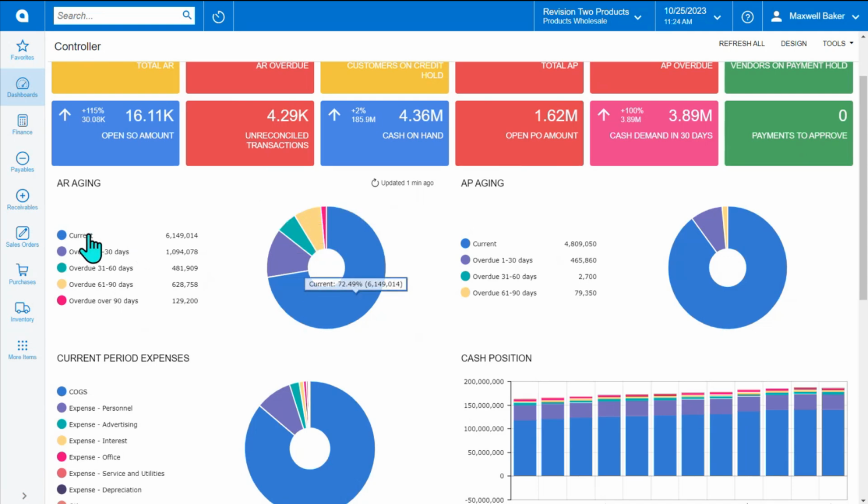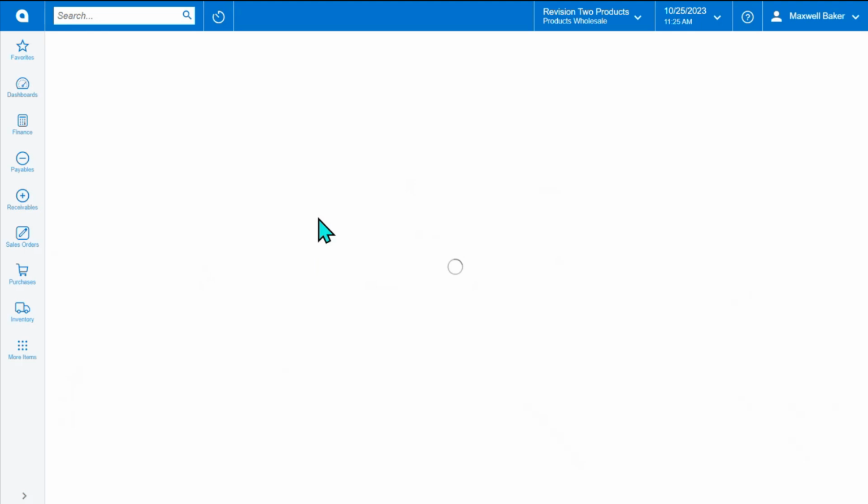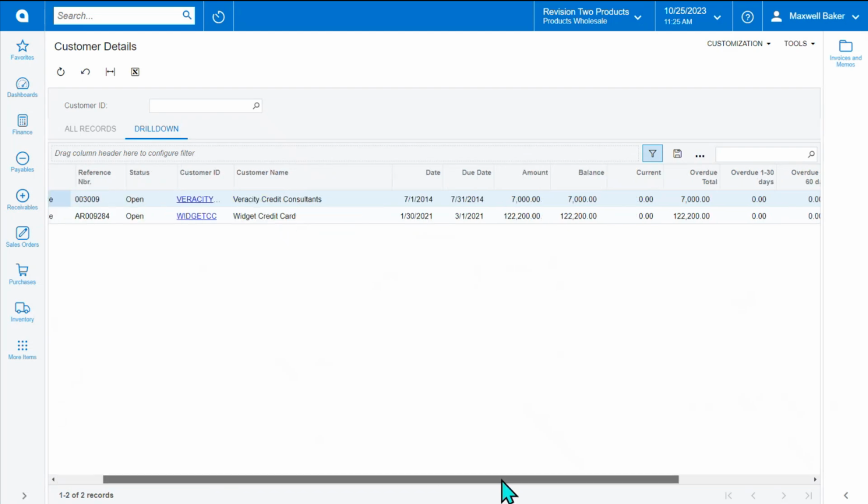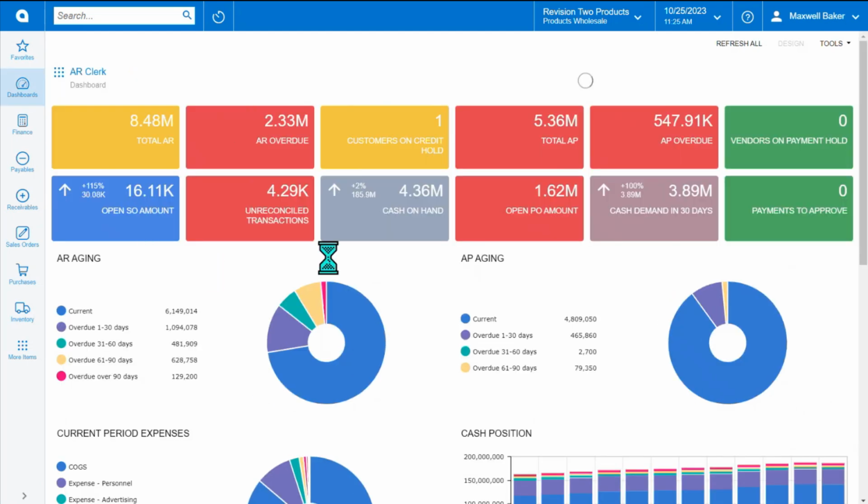So I'm not interested in what's currently due. Maybe I want to break it down by 1 to 90 days. And I can click on this slice of this donut and it'll take me to what's due over 90 days. And it takes me straight into the customer that is owing us money over 90 days. So I've got accounts receivable information, accounts payable information.